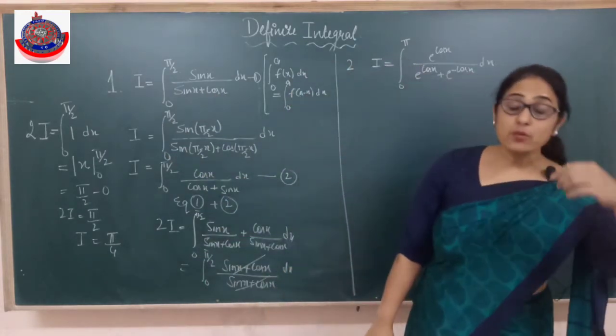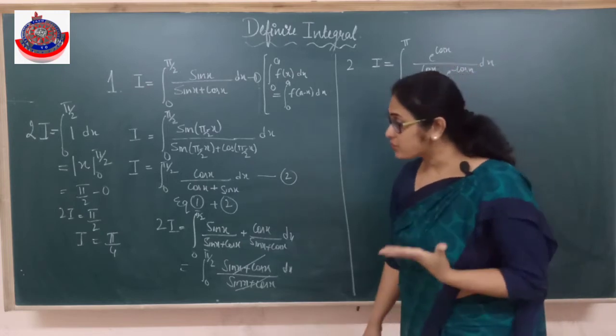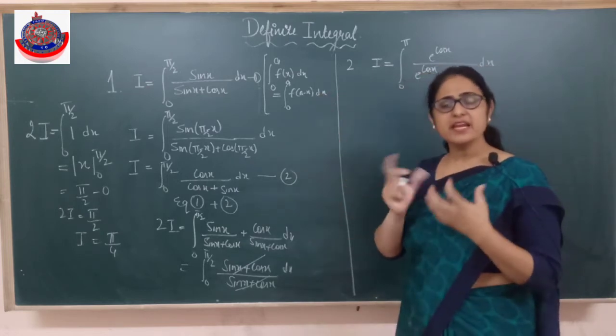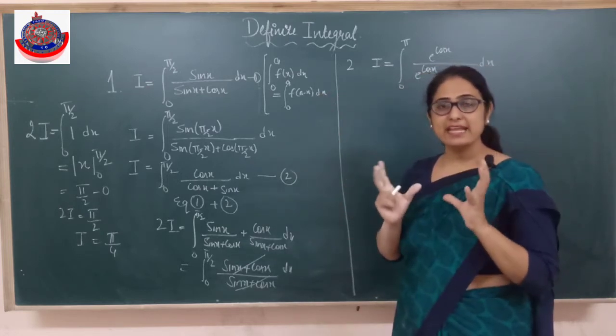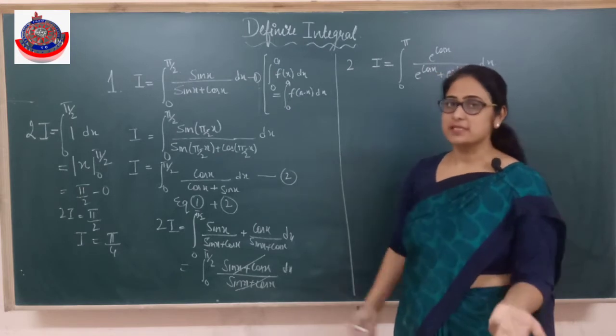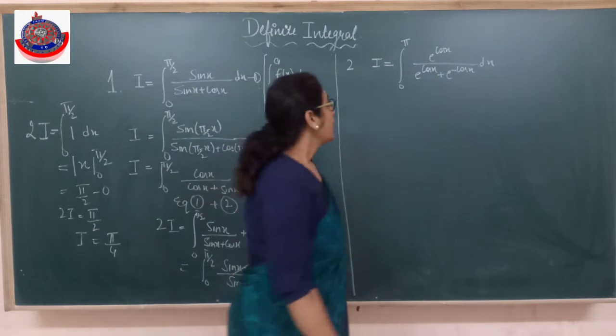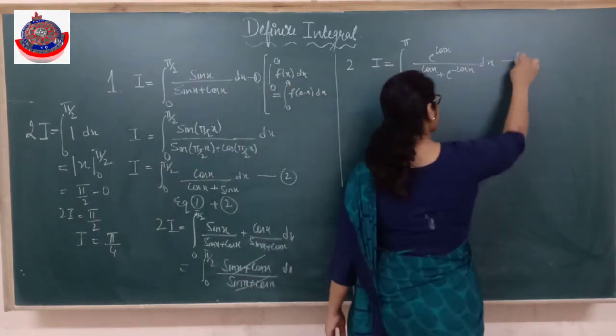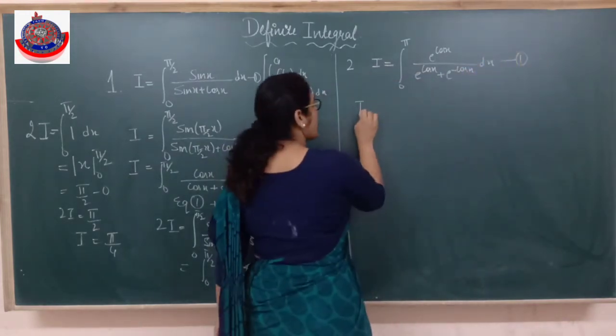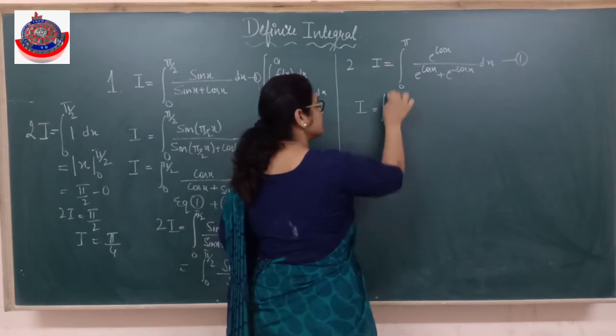Now it's clear where we apply this: we apply this property when you have similar kind of functions up and down, and by adding 1 and 2 the things get cancelled. Now look at the second one. Again, I'll name it as 1. I'm applying that property.